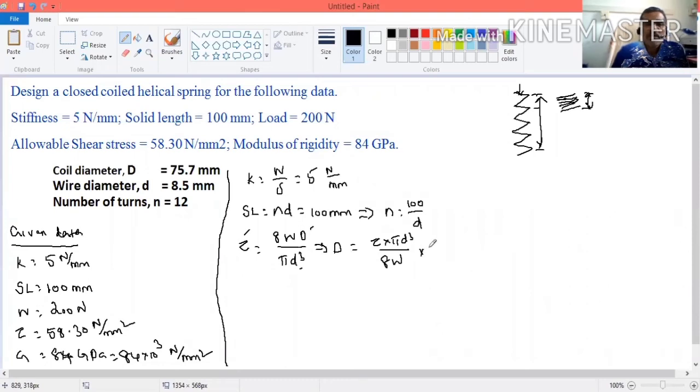Now, what is the value of tau? It is 58.3 into 3.14 into d cube divided by 8 into, what is the value of W? 200. So now we can find it is 0.11 d cube. Capital D is equal to 0.11 d cube. This is another equation.